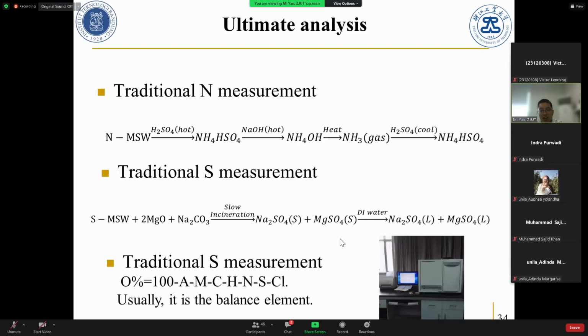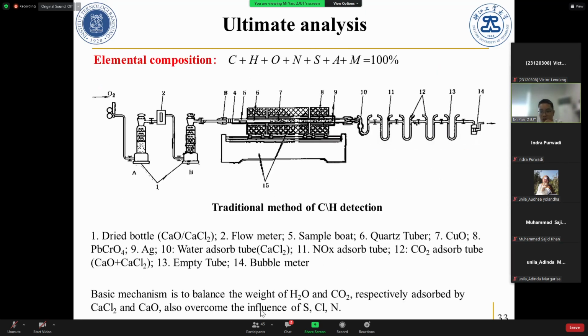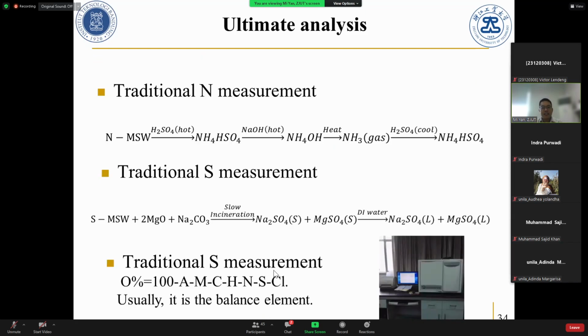Of course, now we have modern equipment. It's very easy. You just put the sample inside and you will get the result, right? But excuse me, this is just the traditional method, or the mechanism. Now with automatic or even AI machines, it is easy. For the nitrogen measurement, it's like this. For the nitrogen in MSW, we use hot sulfuric acid to digest it.